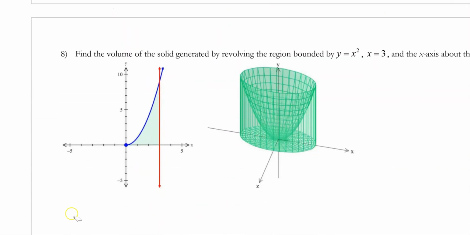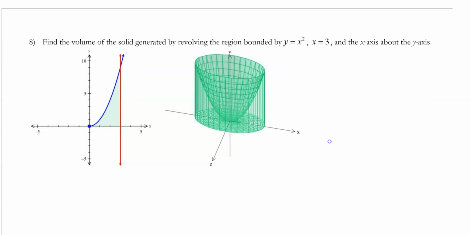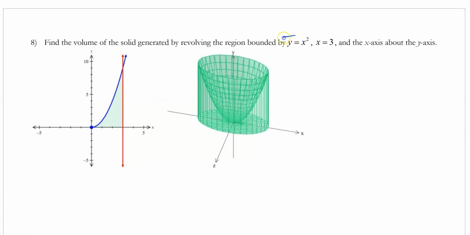Okay, let's do a problem where we're now going to rotate around the y-axis. Okay, so it's bounded by these 3 things. I already have a sketch for you. And it's rotating around the y-axis. So this means with respect to y, because we have a vertical axis of revolution. So we're going to be spinning it around that axis.